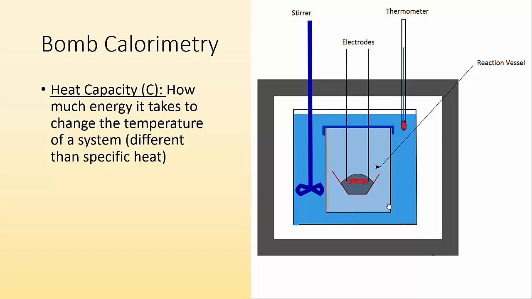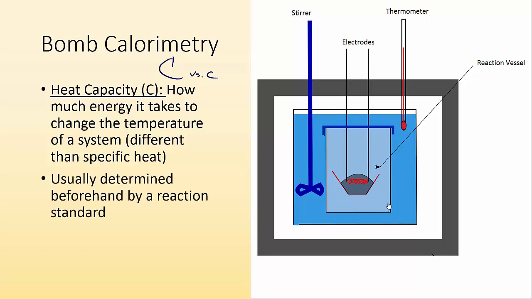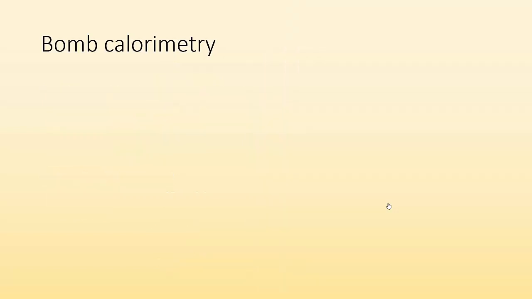So the heat capacity is something different than specific heat. The heat capacity is how much energy it takes to change the temperature of an entire system. So this is different than specific heat, and it's usually given as a capital C. So capital C versus little c, they're different. This is usually determined beforehand by a reaction standard. You do a reaction that gives off a certain amount of energy. You look at how much the temperature changed. So now you know how much energy it takes for each degree Celsius, right? So the units on heat capacity are generally joules per degree Celsius, whereas specific heat is something different.